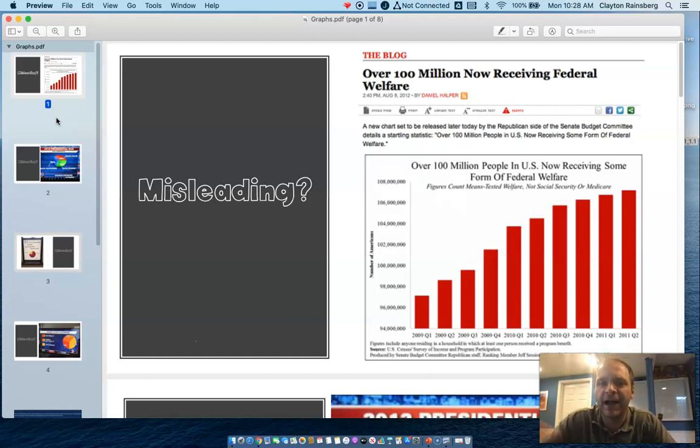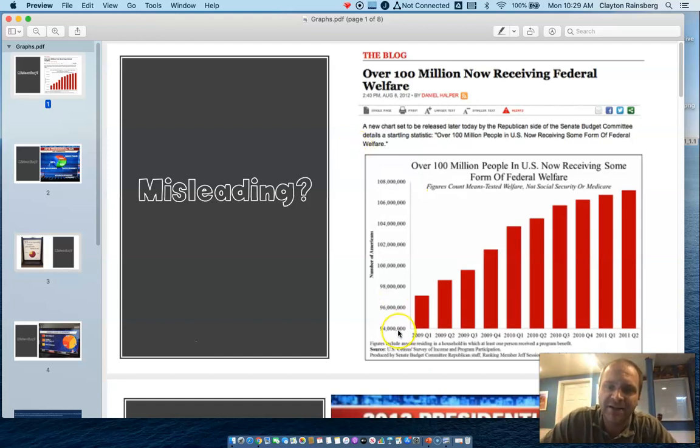If we look at this graph and we see it says over 100 million now receiving federal welfare, there's the title. You can look at the bar graph and I'm looking at it and I go, wow, in 2011, the second quarter of that, I mean, that is, man, maybe 2 times or 3 times as high as back in 2009, the first quarter of 2009. And so visually, if I'm just looking at it as a visual, I'm seeing that in 2011, it's 3 times as high as it was in 2009. That's crazy. But I should look at the y-axis scale.